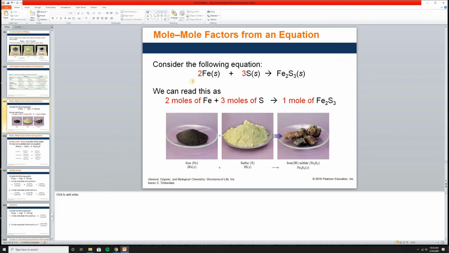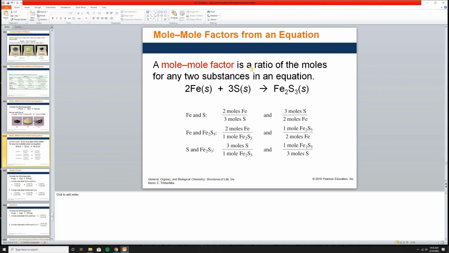So here's a perfect slide. We can read 2Fe as 2 moles of Fe, 3S as 3 moles of S. And when there's no coefficient, that means it's just 1, so 1 mole of Fe2S3. Why is this important? Because we can figure out the mole-to-mole ratio between different reactants. So for example, in this same equation, I want to give you a question: how many moles of Fe will react with 6 moles of S?